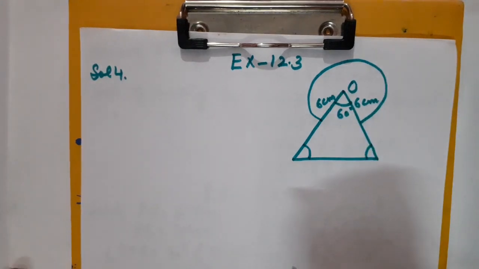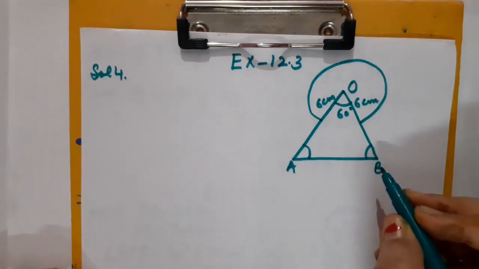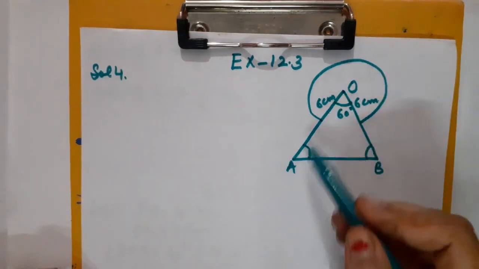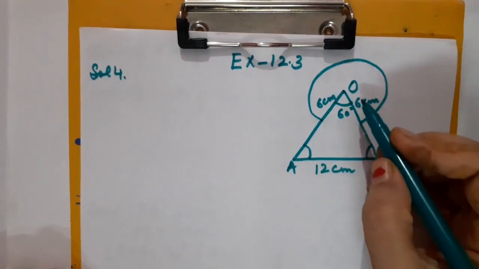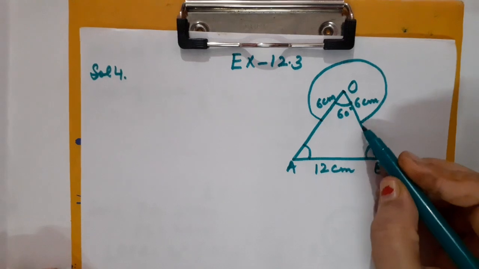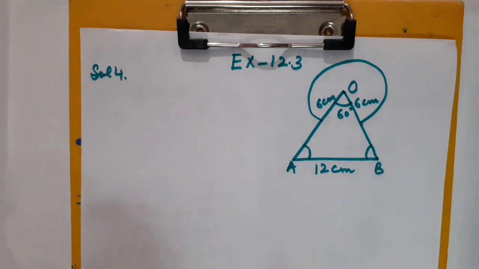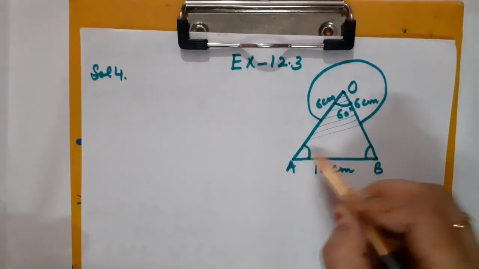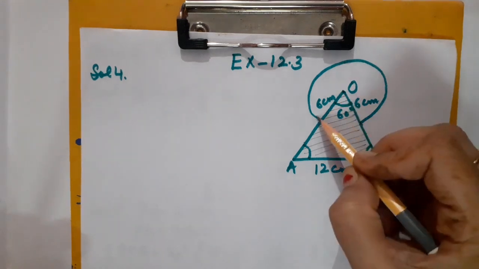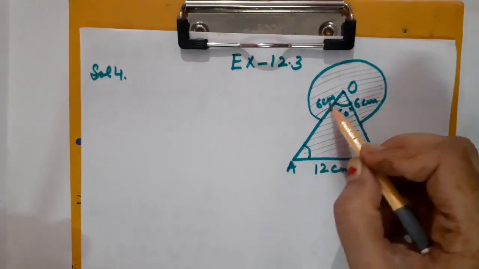What else is said? That OAB is an equilateral triangle and the length of each and every side of the equilateral triangle is given, that is 12 cm. So children, if this much part is 6 cm, so definitely the rest will also be 6 cm. Correct? So where is the shaded region? That I am going to shade with pencil. Just have a look. This complete region is shaded.